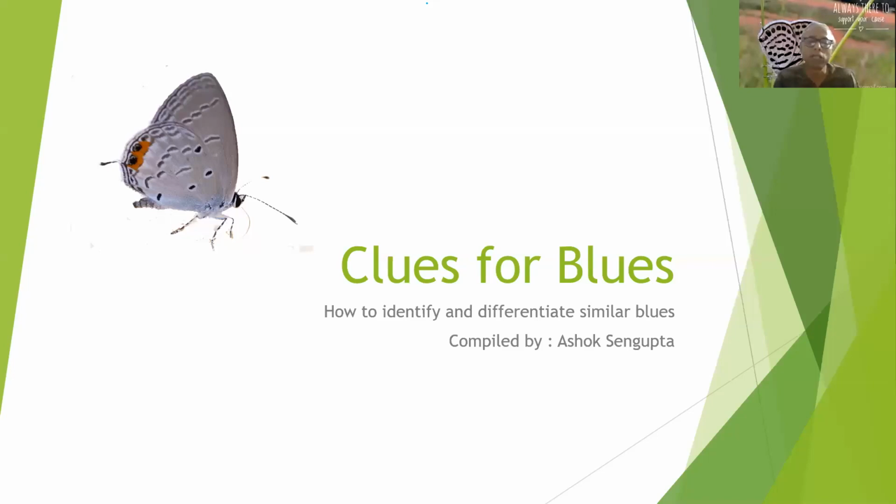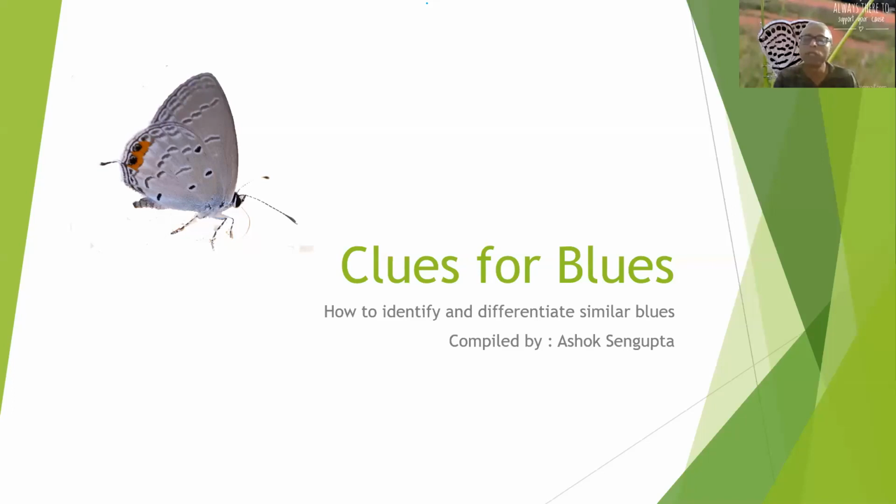And today's topic is "Clues for Blues", and I'm going to restrict my talk to some common and some uncommon blues found in the Western Ghats. The Western Ghats has 102 species of blues. If I start covering 102 species, I would have to skip a lot of slides, so I'll not do that.